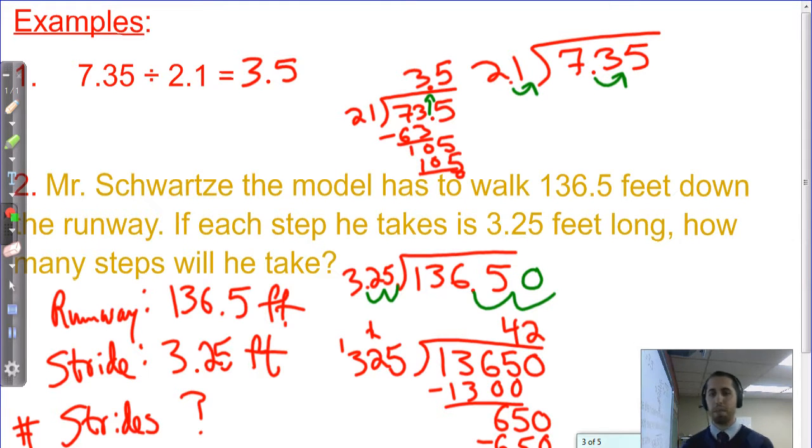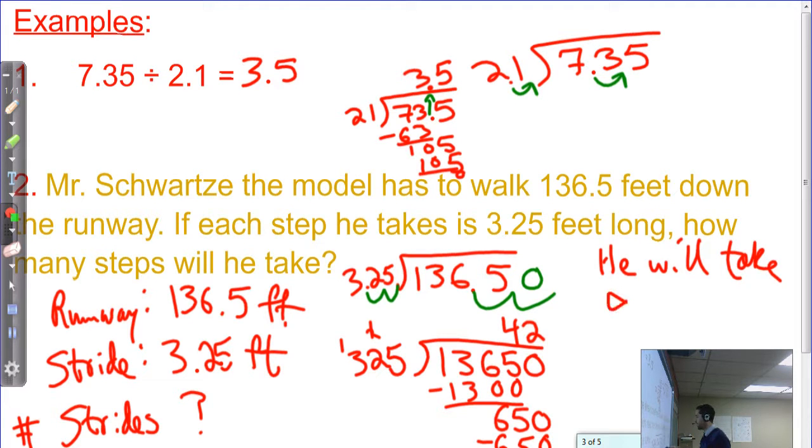So could have done it mentally, and you can tell I started to do that and then switch back into step by step. Step by step, get it? Runway. Okay, here we go. We need to put this in a complete sentence, so we'll say, he will take 42 strides. Hopefully your 42 looks better than that. 42 strides or steps. Still, I hope it looks better than that.